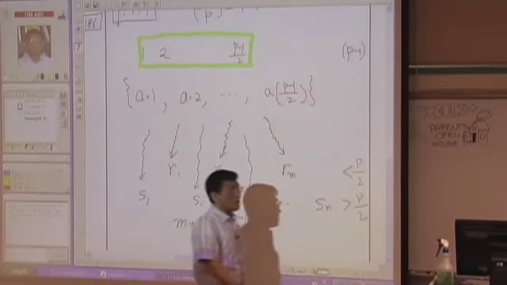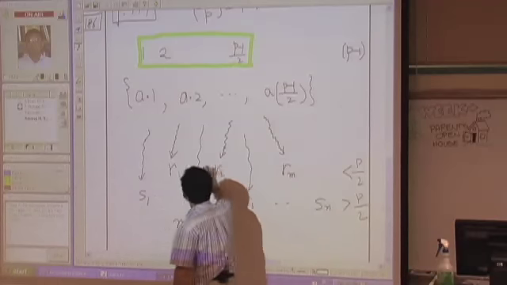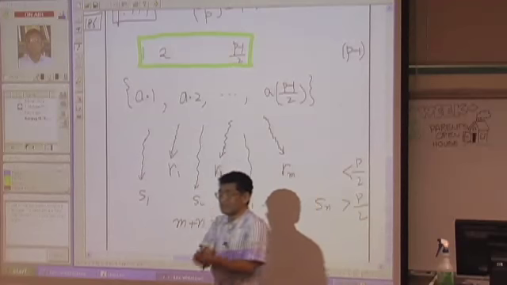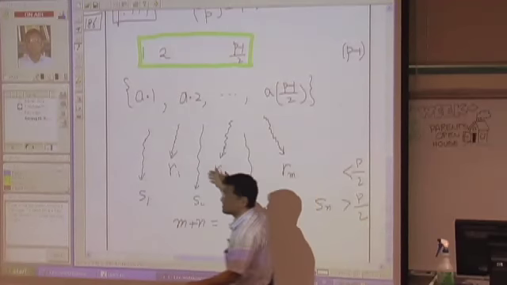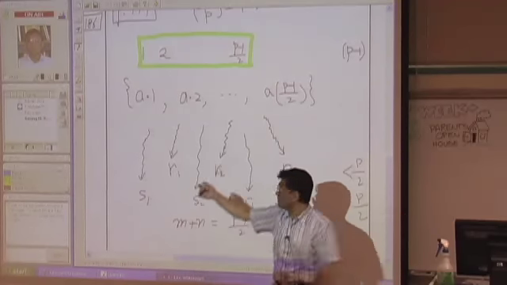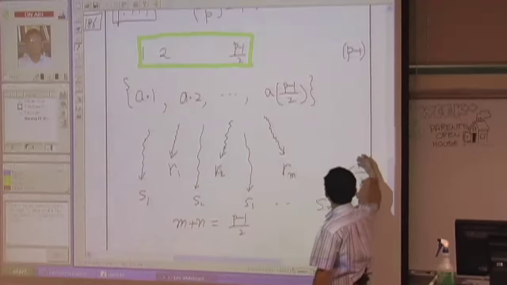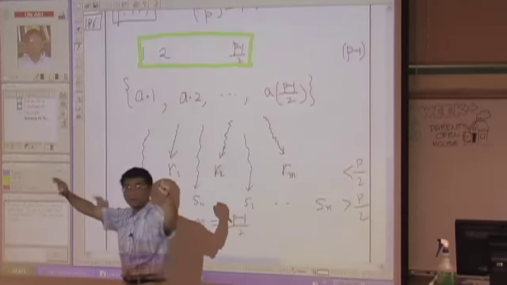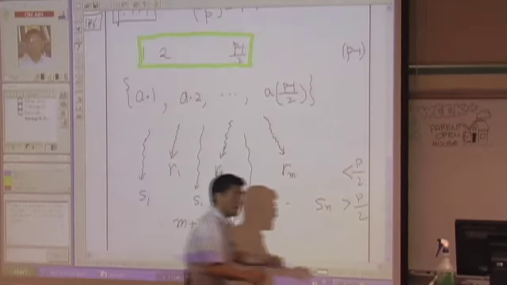Then he wanted to squeeze these numbers into a smaller space. Currently, the remainders are spread all over. The remainders are less than half and greater than half, meaning the remainders are spread between 0 and P minus 1, right? So this is the idea.